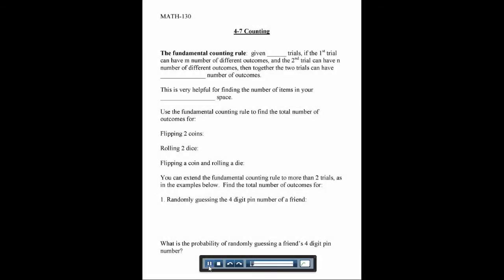In section 4.7, we're going to talk about some counting rules, so how, in more complicated situations, to find out how many things are in our sample space. We're going to start out with what's called the fundamental counting rule.